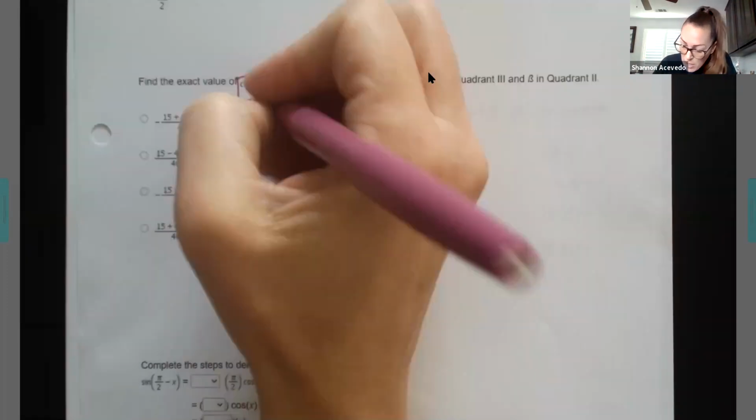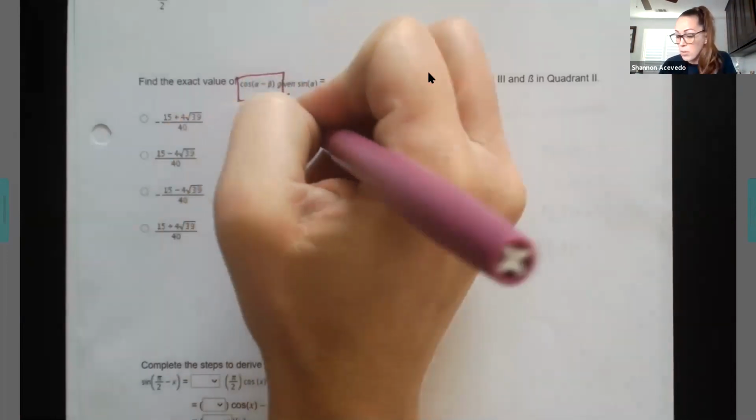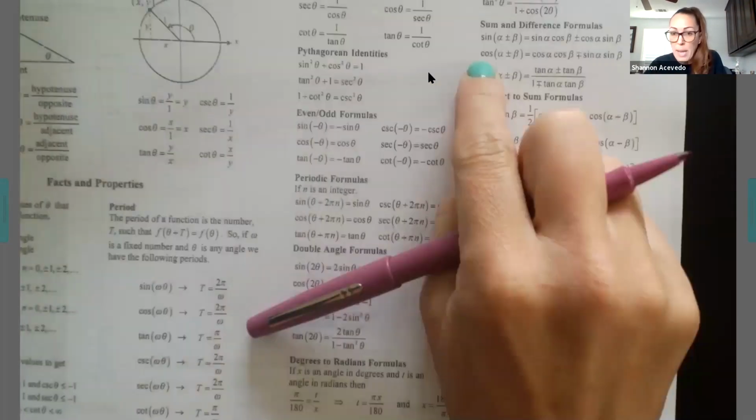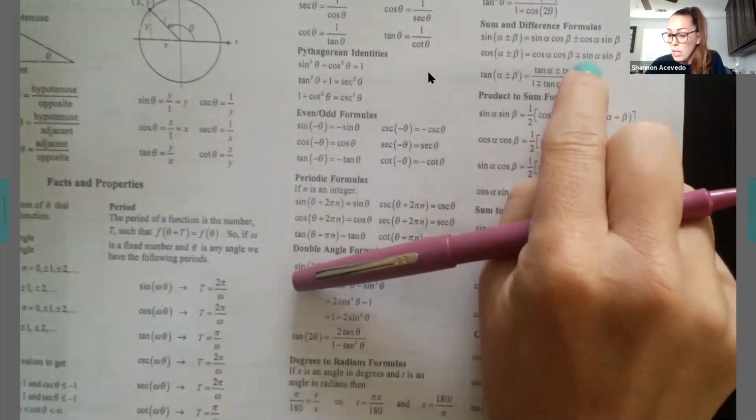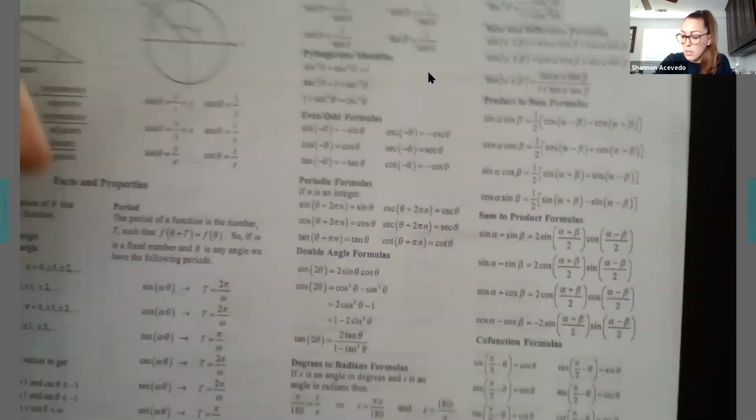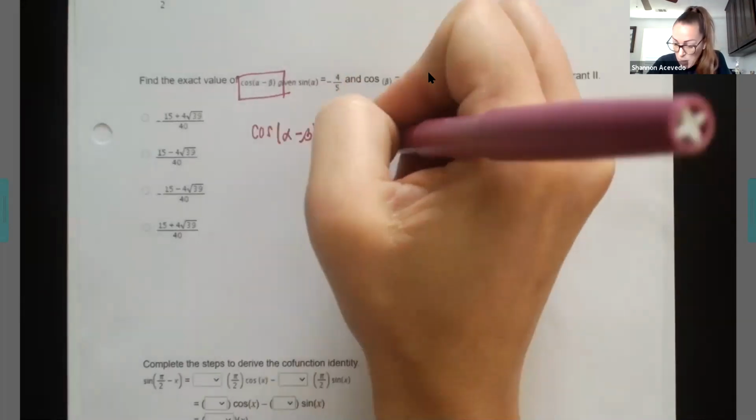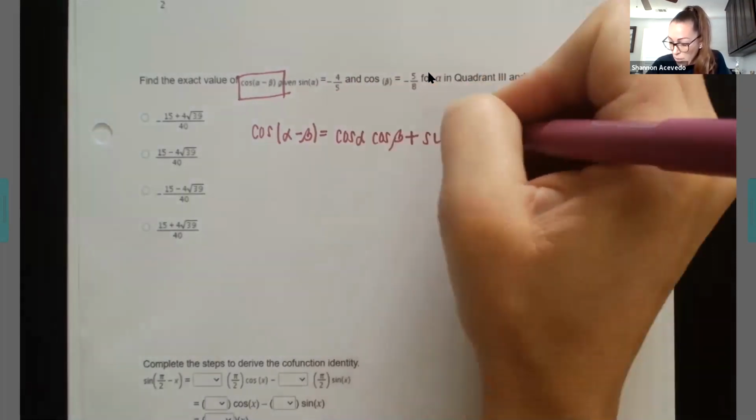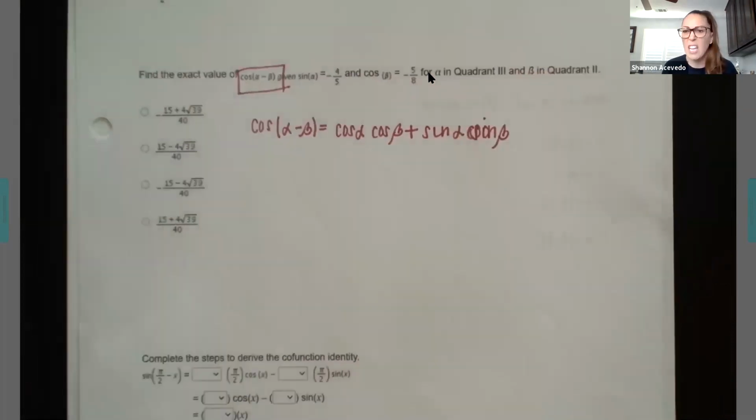So I know that cosine of alpha minus beta is equal to, going to my formula sheet, cosine, it's a minus, so it's going to be a plus in between. So it's cosine, cosine plus sine, sine. So it's going to be cosine alpha, cosine beta plus sine alpha, sine beta. That's a sine there. Doesn't look like it. It's messy. You guys get it. So then I plug in all the pieces.